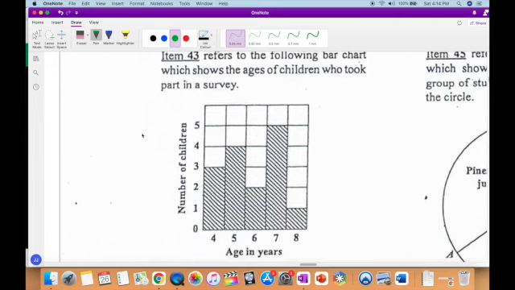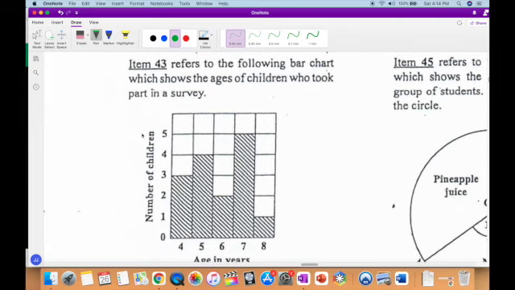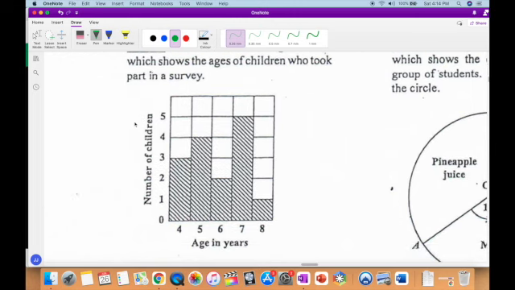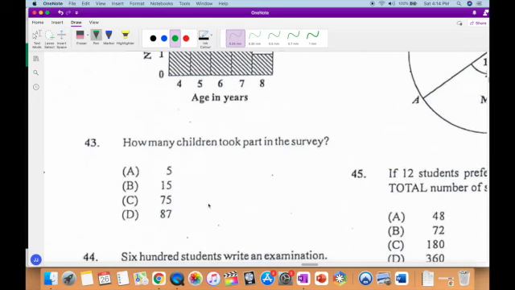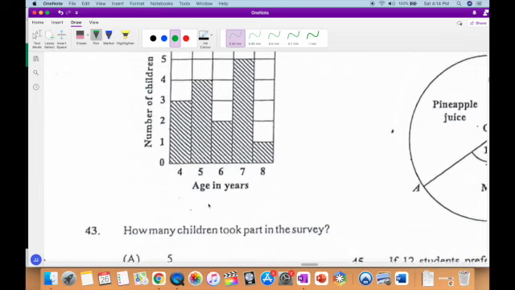43 is based on the following bar chart, which shows the ages of children who took part in a survey. The number of children and ages in years. I can see it had 3 4-year-olds, 4 5-year-olds, and so on. How many children took part in the survey?